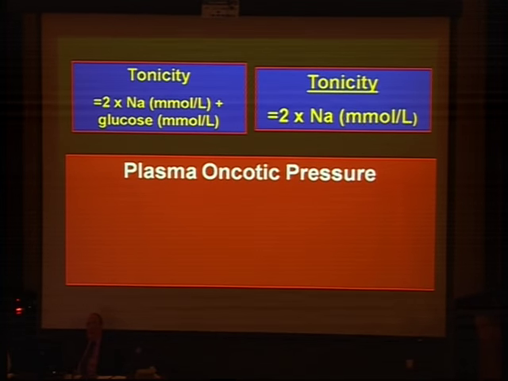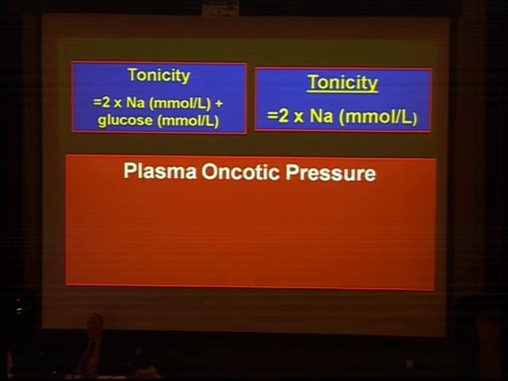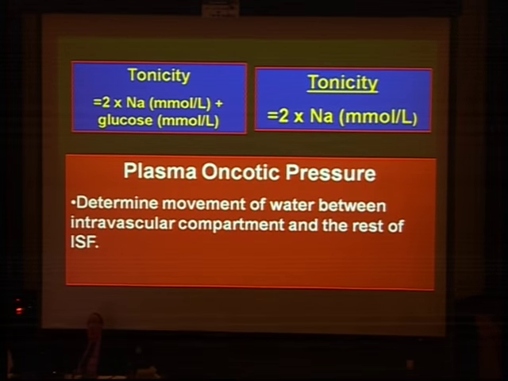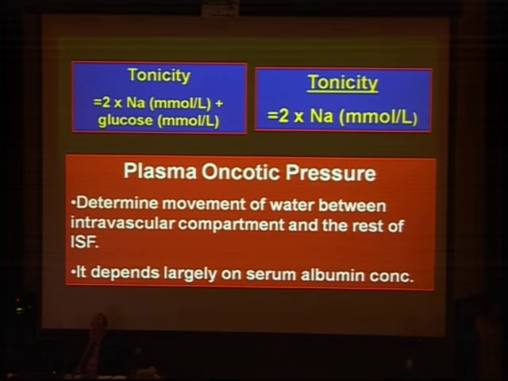But what plays a role in the capillaries is plasma proteins, because they don't diffuse through the capillary wall. This is why this amount of power or pressure is termed oncotic pressure. It is accounted for by the plasma protein and determines the movement of water between intravascular and the rest of the interstitial fluids.